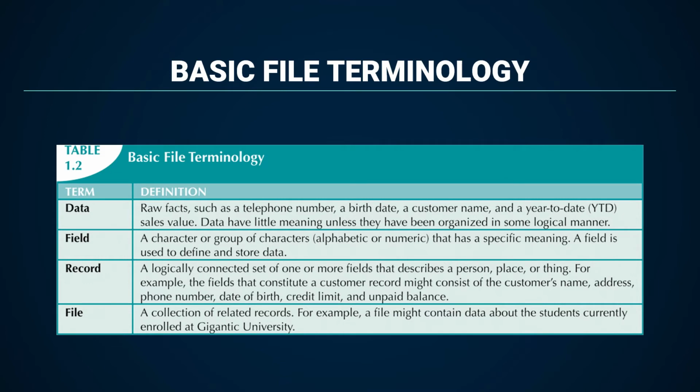Record, a logically connected set of one or more fields that describe a person, place, or thing. For example, the fields that constitute a customer record might consist of the customer's name, address, phone number, date of birth, credit limit, and unpaid balance. A file is a collection of related records. For example, a file might contain data about the students currently enrolled at a gigantic university.